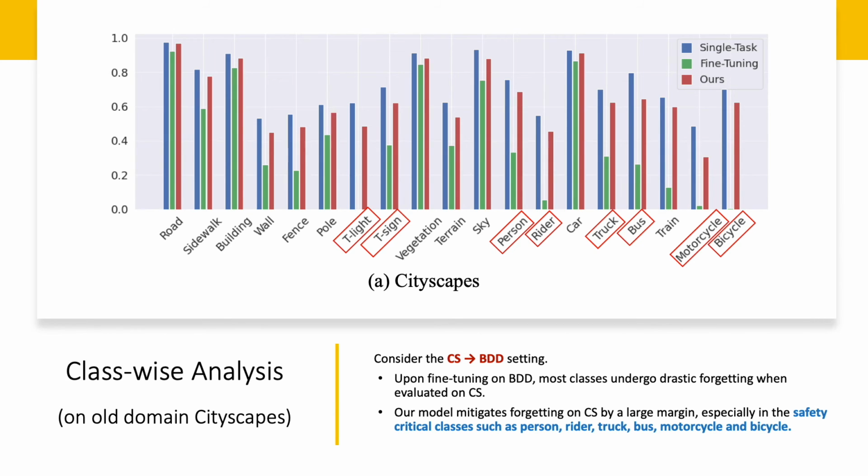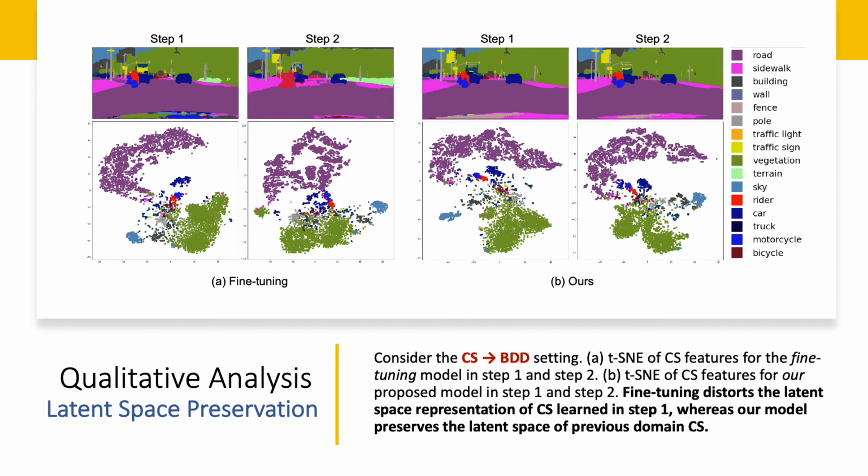Here we show the class-wise analysis for the Cityscapes domain after it has been trained on BDD. It can be seen that the model mitigates forgetting for safety-critical classes such as person, rider, truck, bus, motorcycle, and bicycle, and can be very useful. Here we show some qualitative analysis. As the model is trained from Cityscapes to BDD, the latent space representation of Cityscapes gets distorted. But our model is able to preserve this latent space.